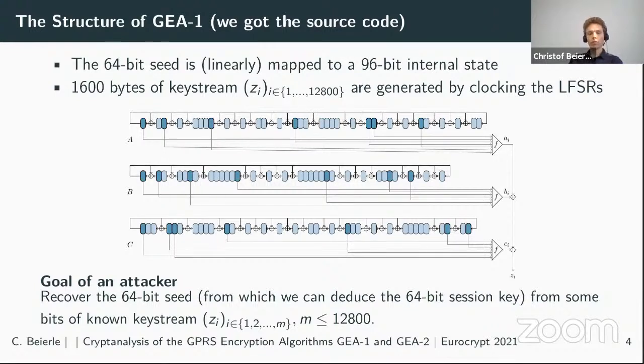The state generates 1,600 bytes of key stream by clocking the LFSRs and then choosing from each register 7 bits, which go into this function f. Then the 3 bits are XORed to generate the bit of the output stream. The goal of the attacker is to recover the 64-bit seed from some bits of known key stream Z_i, where this data is limited by the available data per frame, which is 12,800 bits or 1,600 bytes.